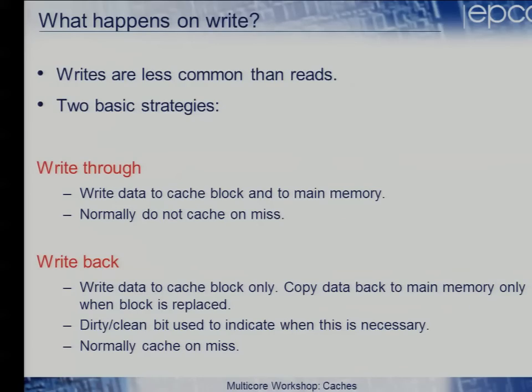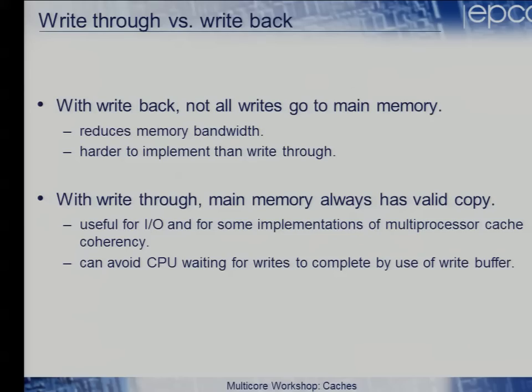This other one is saying, I'll write everything through to main memory, but I'll just keep stuff close to me for speed. So it's kind of two ends of the spectrum. With write back, not all writes go to main memory. That reduces the memory bandwidth. That's one of your bottlenecks, writing data to memory. The bus to memory is one of your major bottlenecks, and so this is good, but it's harder to implement.